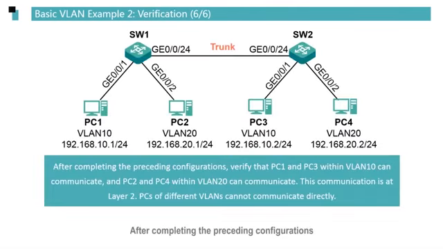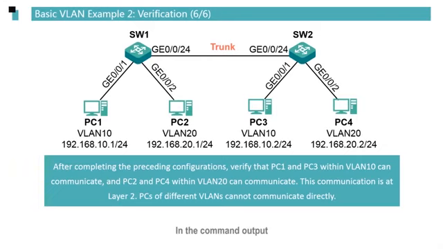After completing the preceding configurations, verify that PC 1 and PC 3 within VLAN 10 can communicate with each other, and PC 2 and PC 4 within VLAN 20 can communicate. The communication behavior is called Layer 2 communication. PCs of different VLANs cannot communicate directly.